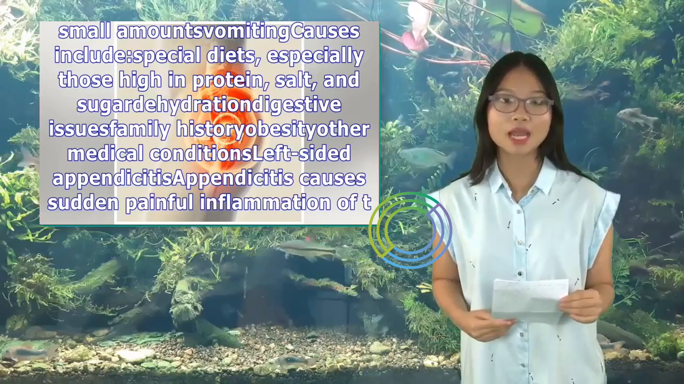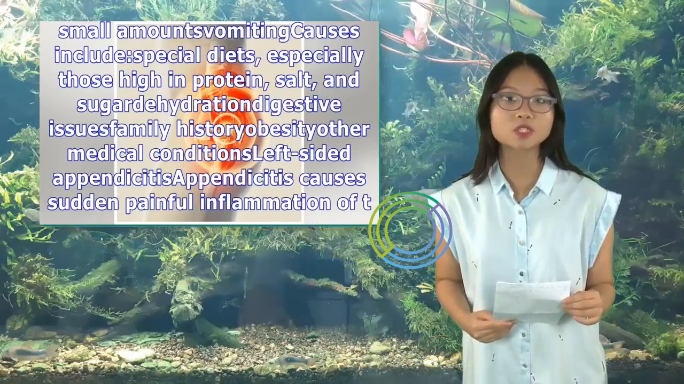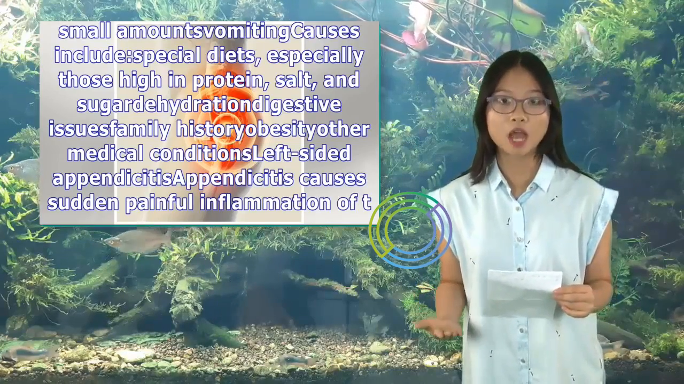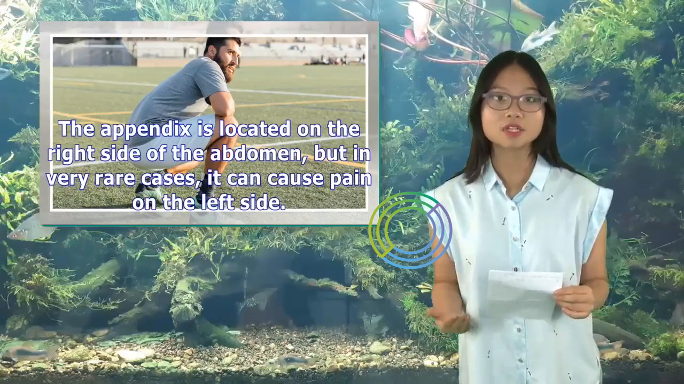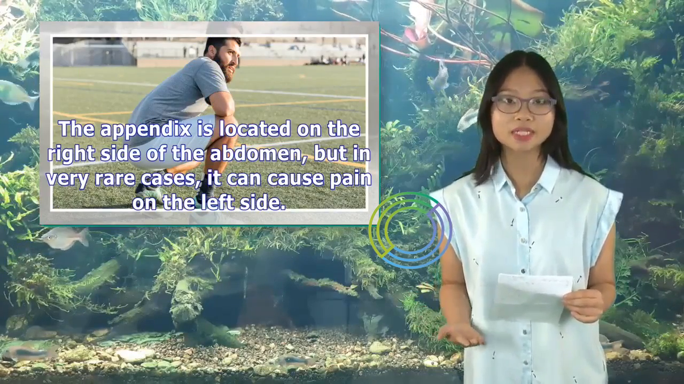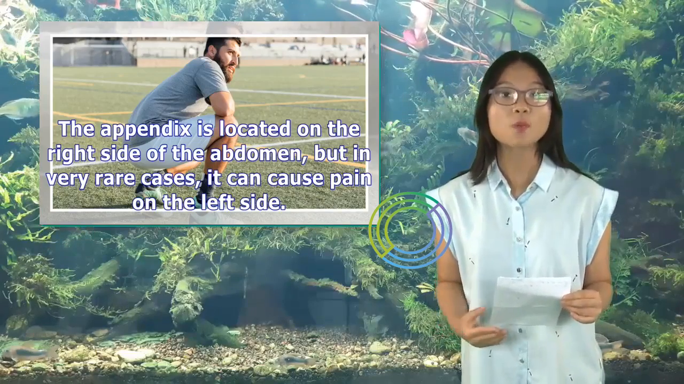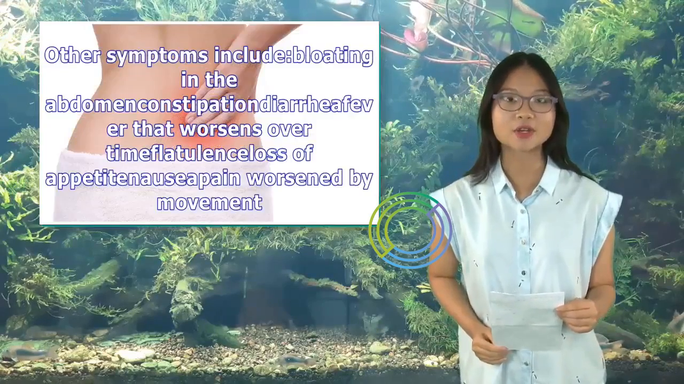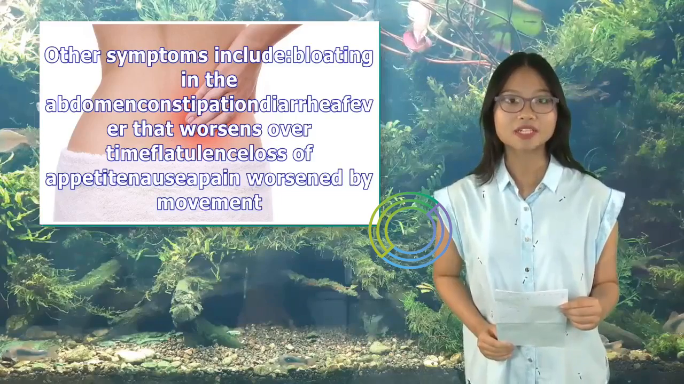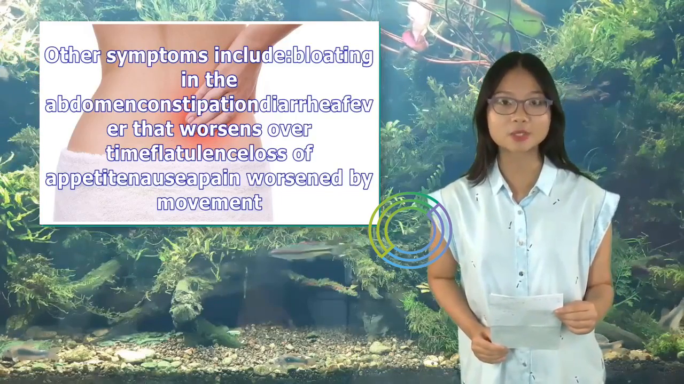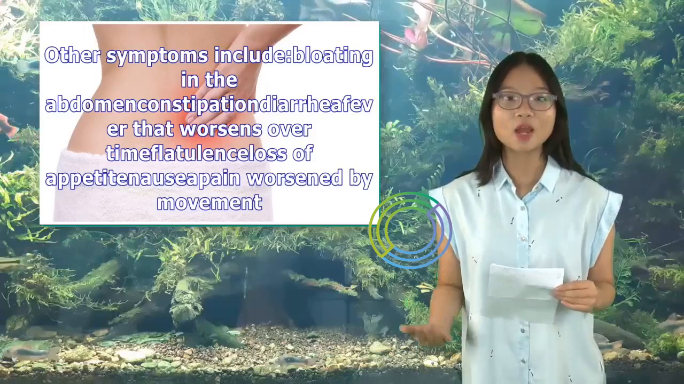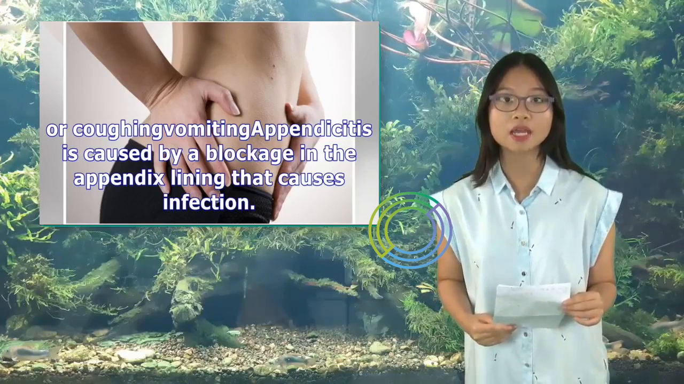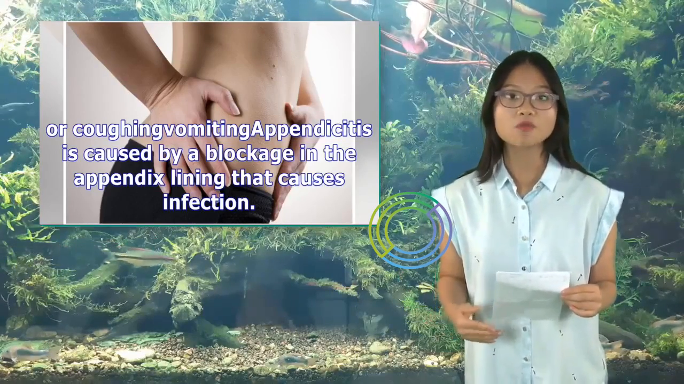medical conditions. Left-sided appendicitis. Appendicitis causes sudden painful inflammation of the appendix, which can be deadly if untreated. The appendix is located on the right side of the abdomen, but in very rare cases, it can cause pain on the left side. Other symptoms include bloating in the abdomen, constipation, diarrhea, fever that worsens over time, flatulence, loss of appetite, nausea, pain worsened by movement or coughing, vomiting.